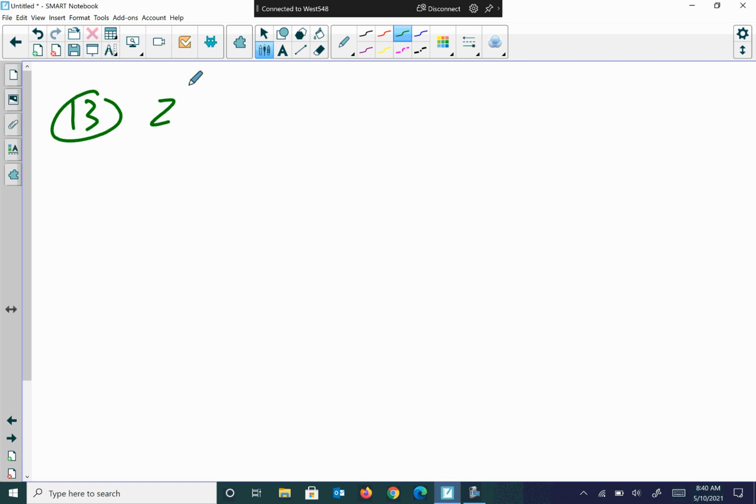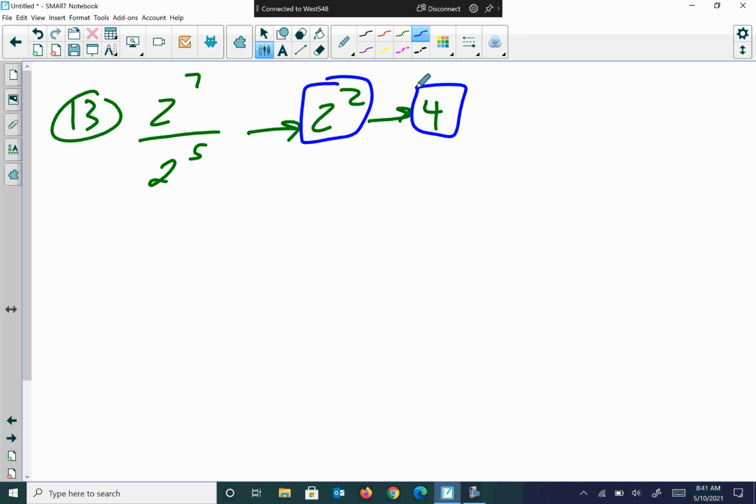That's 7 to the second, or 7th over 2 to the 5. Okay, we're going to treat this the same way as if it was a letter. Tug of war, who wins, top or bottom? Top by how much? So I get 2 to the second. What's 2 to the second? 4.